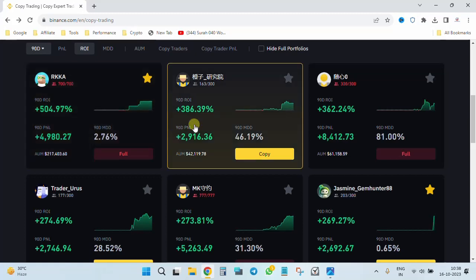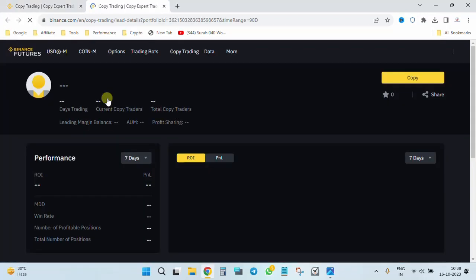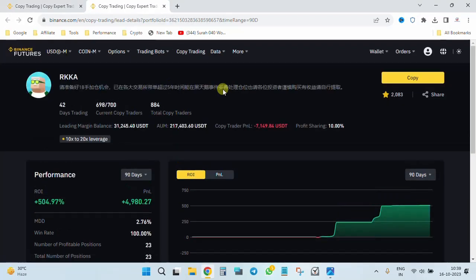Okay, now next, you click this particular thing, and here you're going to get all the details about the trader. He or she has been trading for 42 days. Current copy traders are 698, so I think 2 traders must have exited, and you have the option to copy him or her. I'm going to show you how to copy. Total copy traders are 80.